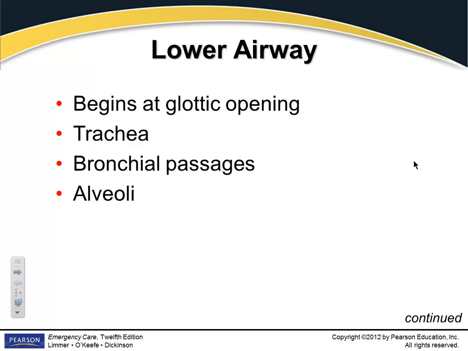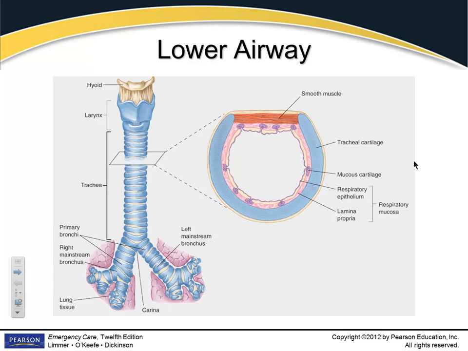For the lower airway, the book says it begins at the glottic opening. We really think about it a little bit lower than that, but still you've got a wide space of lower airway, from right about the larynx all the way down to the end of the alveoli. So you've got the trachea, which actually begins below the larynx. The bronchial passages, your big bronchi, end in the alveoli. It's a picture of the lower airway.